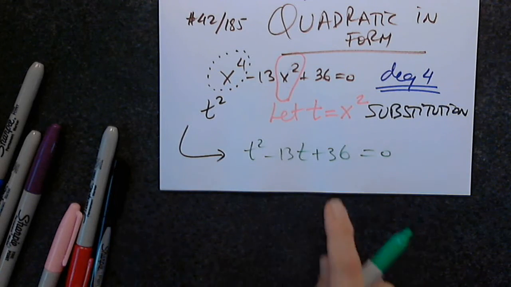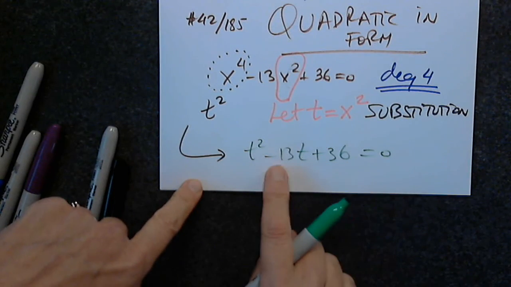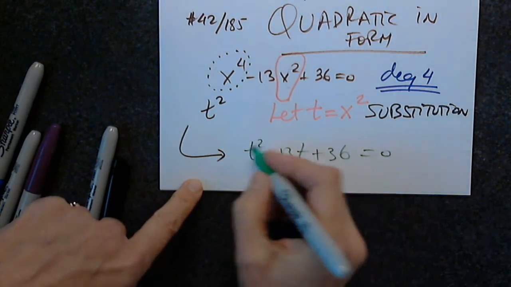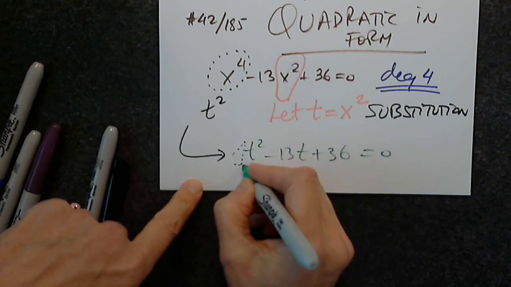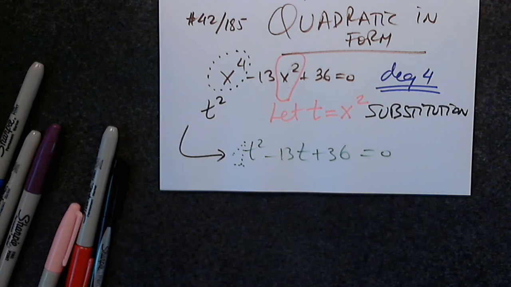So I'm looking for two numbers whose product is 36 and whose sum is negative 13. This is not too difficult because the leading coefficient is 1. So what do I have? So what is the factor form of t squared minus 13t plus 36? What do you think?